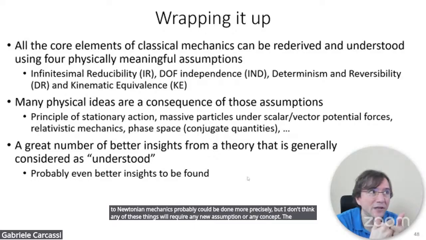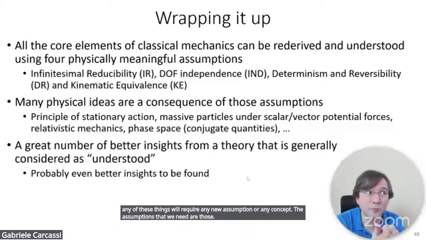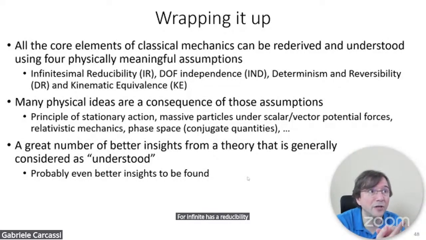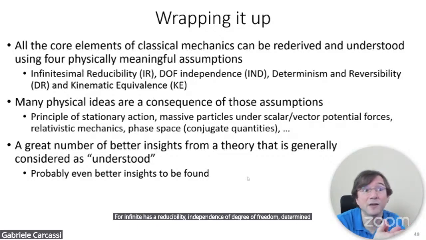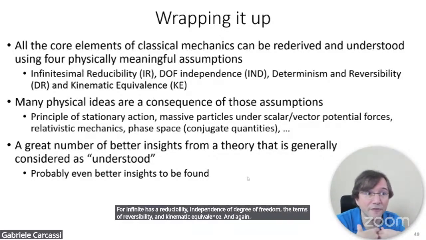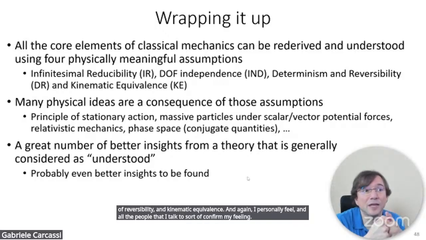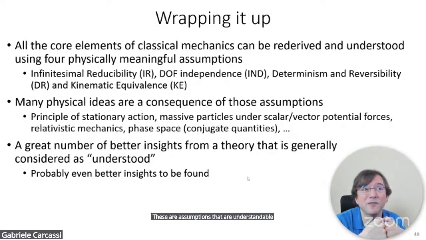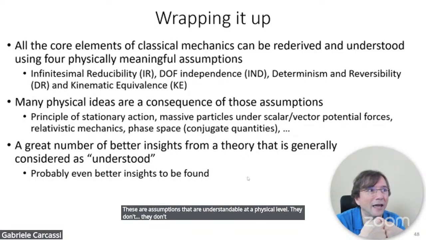The assumptions that we need are those four: infinitesimal reducibility, independence of degrees of freedom, determinism and reversibility, and kinematic equivalence. And again, I personally feel, and all the people that I talk to sort of confirm my feeling, these are assumptions that are understandable at a physical level. They don't feel very mathematically heavy, and they're conceptually simple.